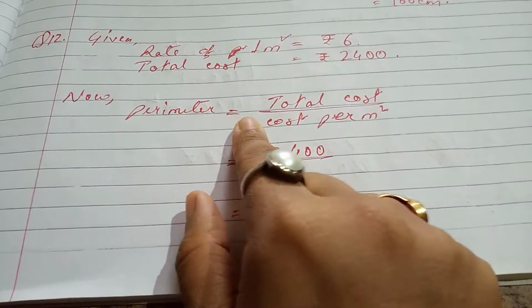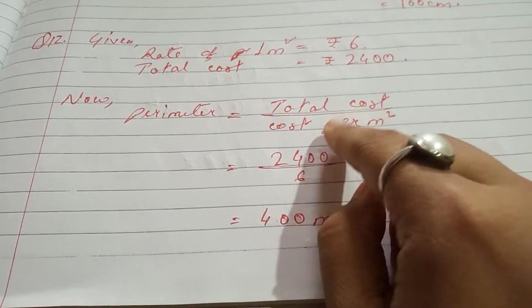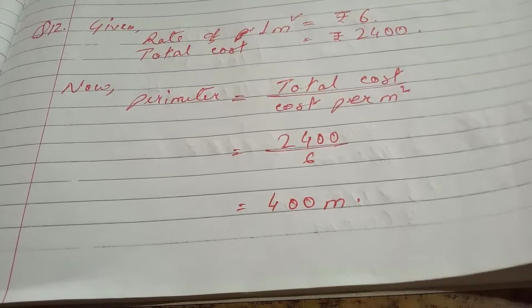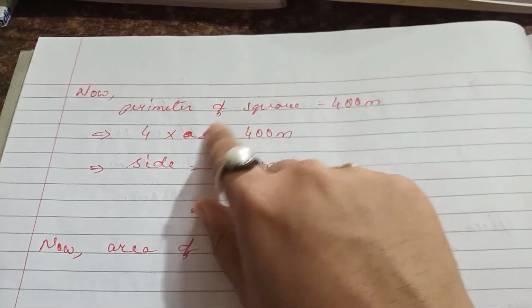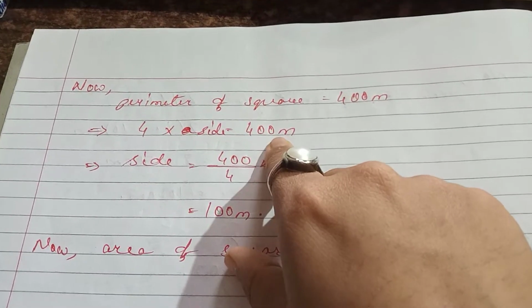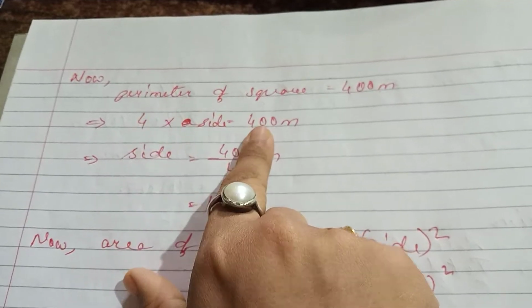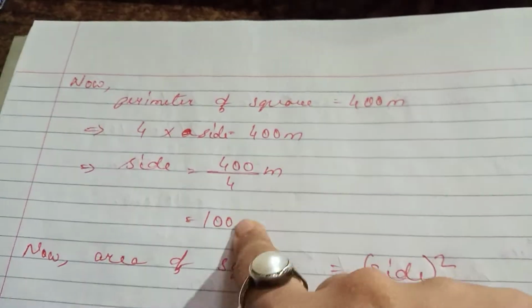Now perimeter equals total cost by cost per meter square, so total cost is 2400 by cost per meter square is rupees 6. So when I divide, I get 400 meter. So I have already found out the perimeter. Now perimeter of square equals 400 meter. Formula of perimeter is 4 into side equals 400 meter. Therefore side will be 400 by 4. I am transferring the 4 to this side, so 400 by 4 meter gives us 100 meter. So side we have got 100 meter.